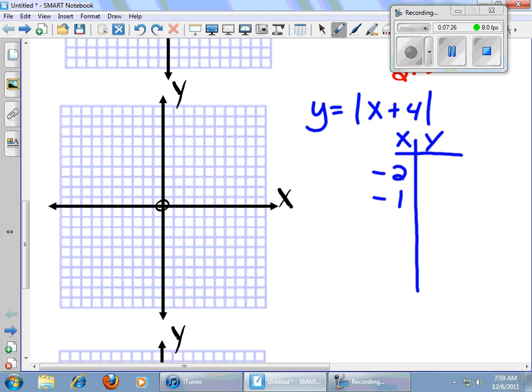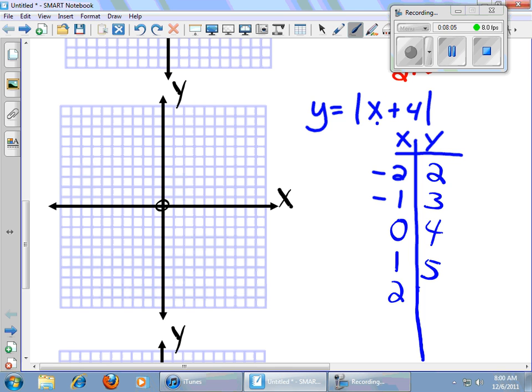Negative 2, negative 1, 0, 1, and 2. And this is going to present a small problem, and you'll see why in a second, but that's okay. If I put negative 2 in for x, I get negative 2 plus 4, which is 2, absolute value is 2. I put negative 1 in for x, I get negative 1 plus 4, which is 3, absolute value 3 is 3. I put 0 in, I get 4, absolute value 4 is 4. And then when I put 1 in, I get 5.